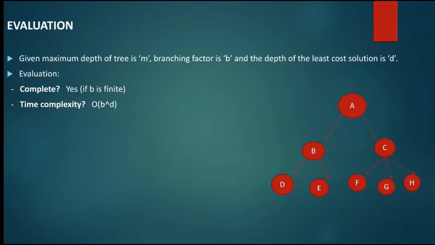Now let's come to the space complexity. Space complexity is basically it stores all the nodes for the path which contains the goal state, with the maximum branching factor B, and if it has the depth D, then the space complexity will be the same as the time complexity, that is order of B to the power D.